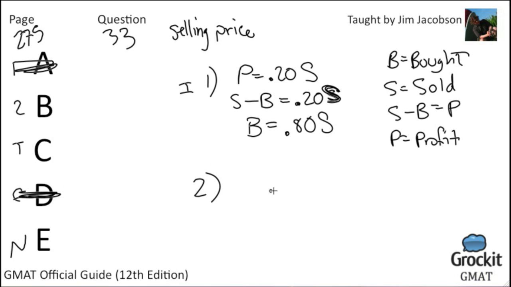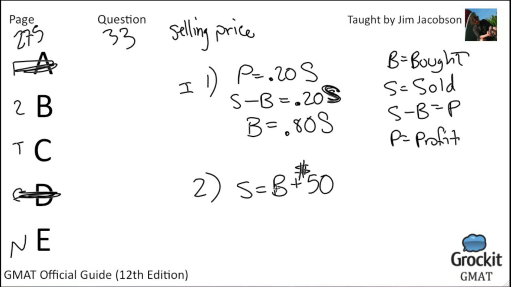Let's take a look at statement 2. The price at which the merchant sold the appliance was $50 more than the merchant's cost of the appliance. So using our same variables, we have here that the selling price equals the price that the merchant bought it for plus $50. That's a dollar sign, really.